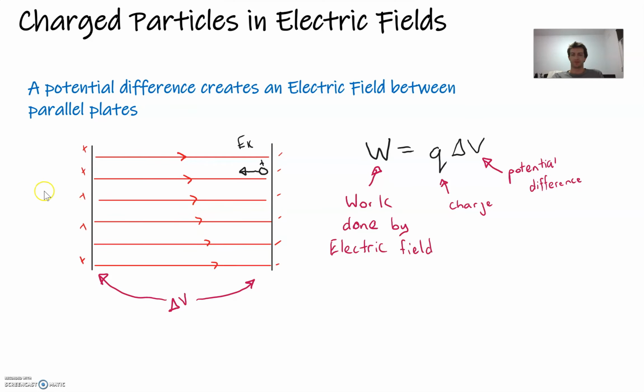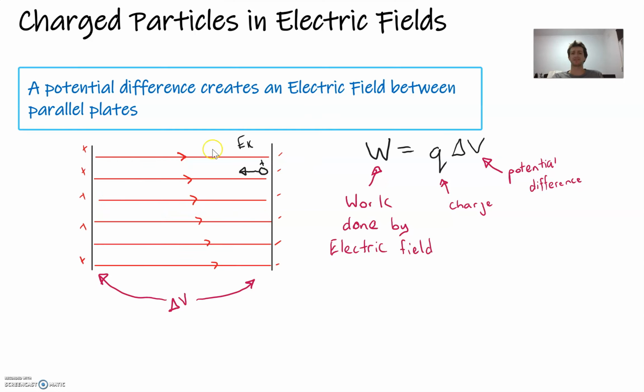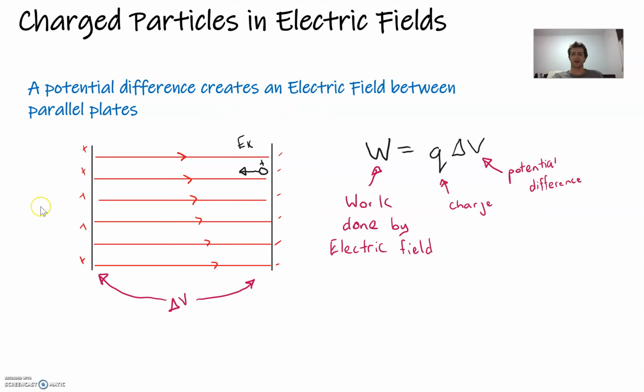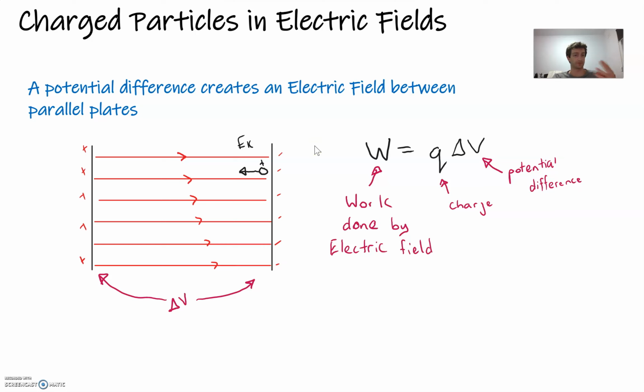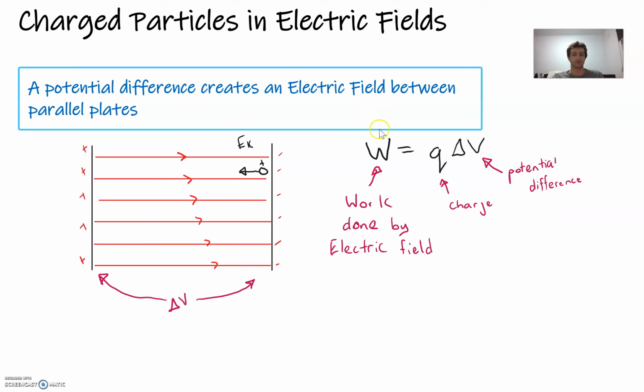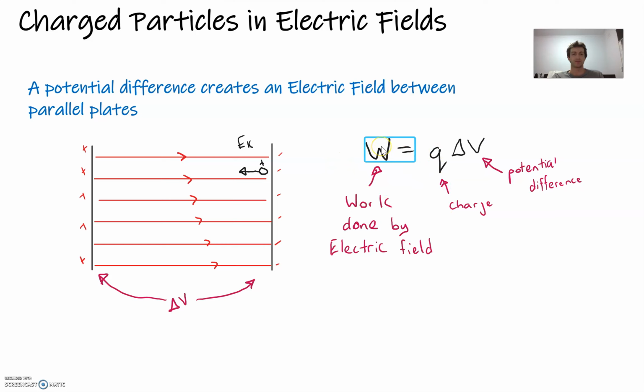Within this electric field, we can accelerate a charged particle with the field or against the field, and in those cases work is being done by the electric field to transfer energy to or from the charged particle. We can calculate how much work or how much energy is being transferred by using this equation here. The amount of work done, the amount of energy transferred, is the charge multiplied by the potential difference between the parallel plates. And this work is being done to either raise or lower the kinetic energy of the particle.